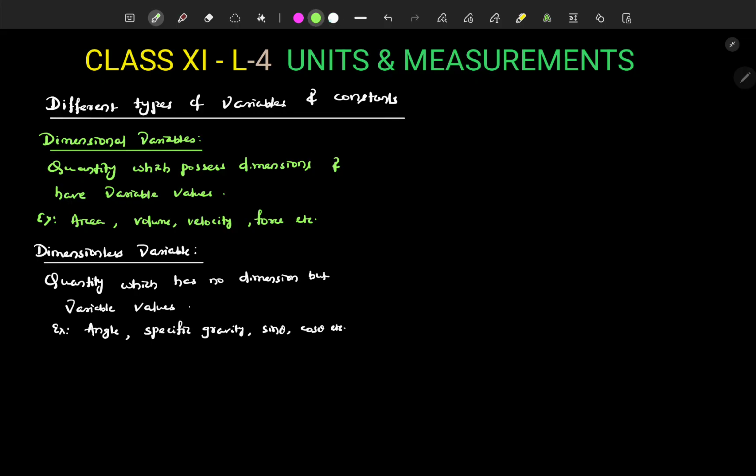Next is dimensional constant. Here what we have to write? Quantities which possess dimensions and have constant values.